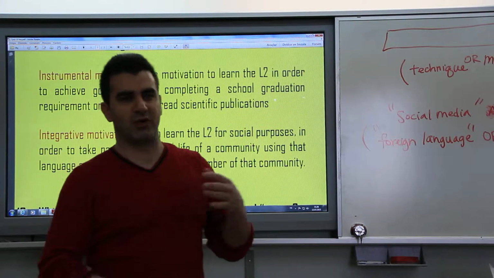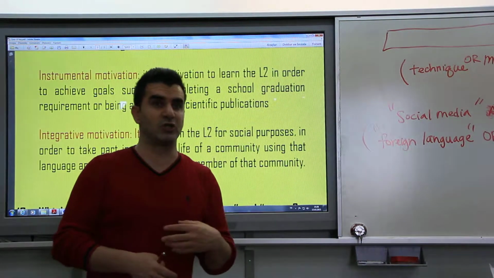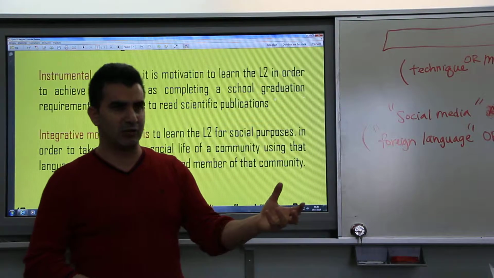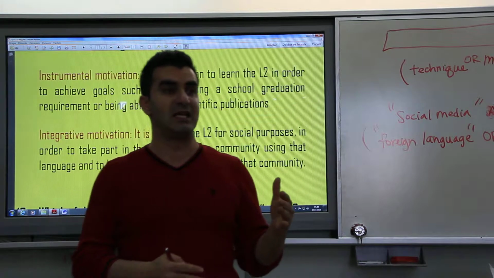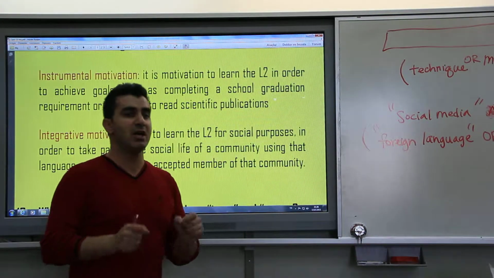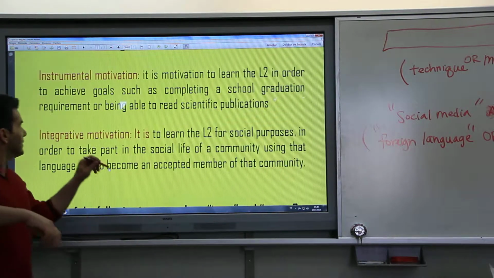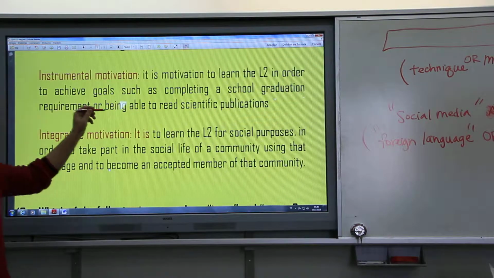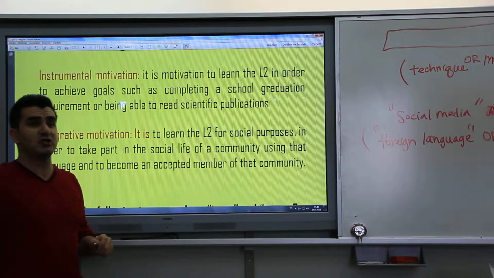For example, you want to graduate from a school, or you want to be promoted at your job, and that's why you learn a second language. Or if you learn another language, then you will have more possibility to get a specific job. That means you have instrumental motivation. All right? Completing school graduation requires being able to read scientific publications. That means you have instrumental motivation.